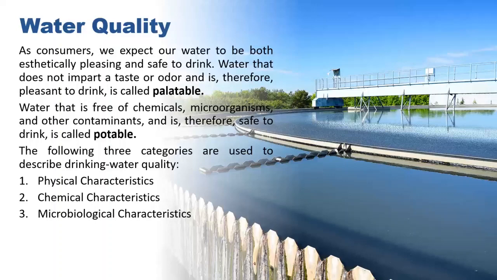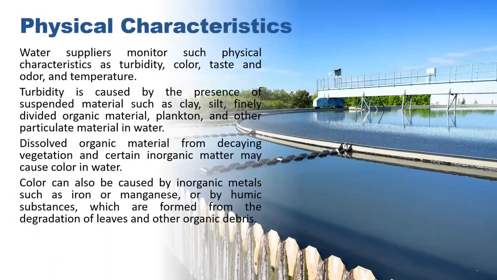First, let us discuss the physical characteristics. Water suppliers monitor such physical characteristics as turbidity, color, taste and odor, and temperature. Turbidity is caused by the presence of suspended material such as clay, silt, finely divided organic material, plankton, and other particulate material in water. Although turbidity may not adversely affect health, these particles may harbor microbiological contaminants that are harmful to human health or that decrease the effectiveness of disinfectants.